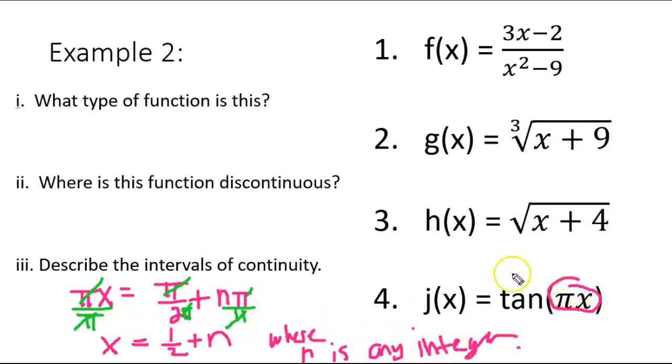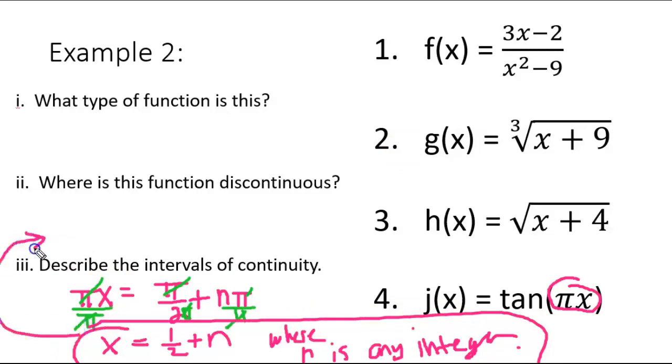So in other words, I'm writing this in the wrong space, by the way, you guys. This is the answer. Let me circle this. This is where the discontinuities are. That goes up here. So there are discontinuities anywhere where you have 1/2 plus an integer.